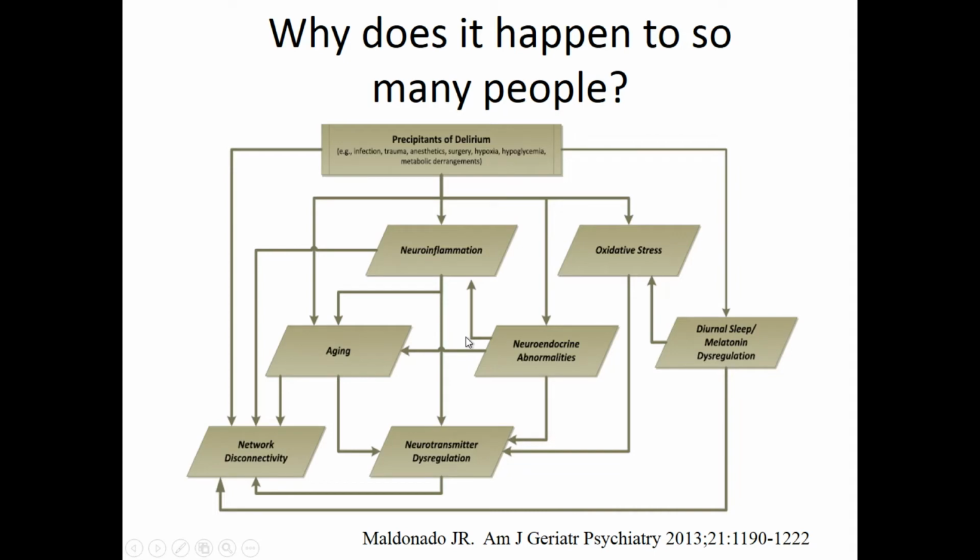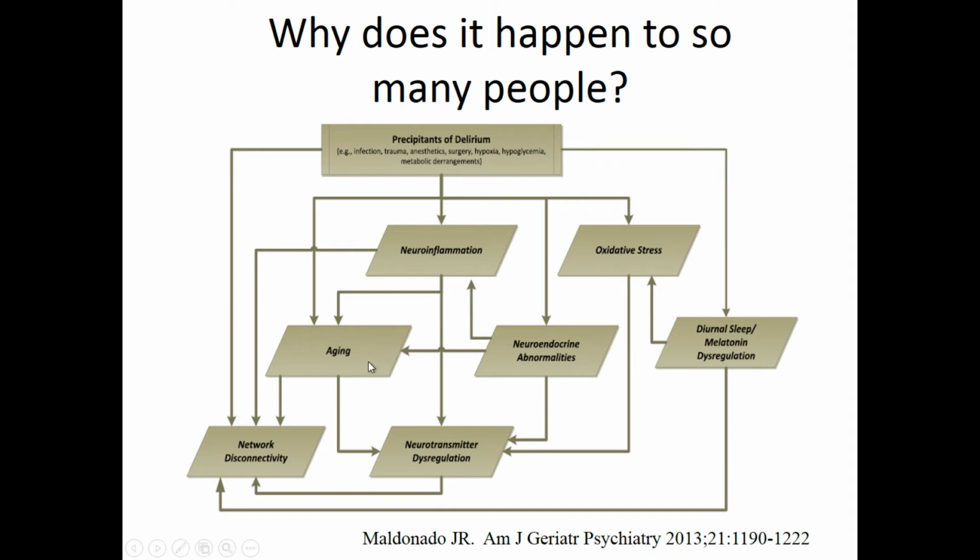And we talked about why it happens to so many people. I'm not going to pretend to understand the full physiology of delirium and why it occurs. I think this slide is an excellent summary of some of the pathways thought to be involved. There's an aging pathway, neuroinflammatory pathway, oxidative stress, a diurnal pathway where melatonin dysregulation is thought to be relevant. And I think it's fairly easy to see that each patient may bring some or even just one of these to their critical illness with them.